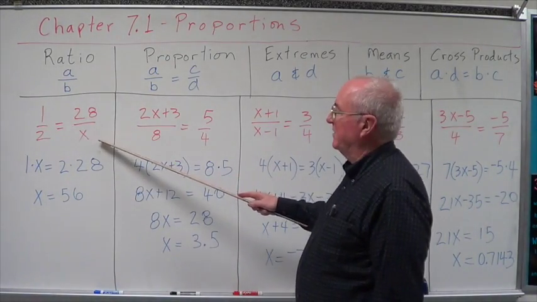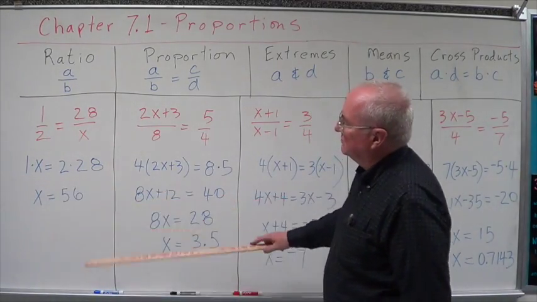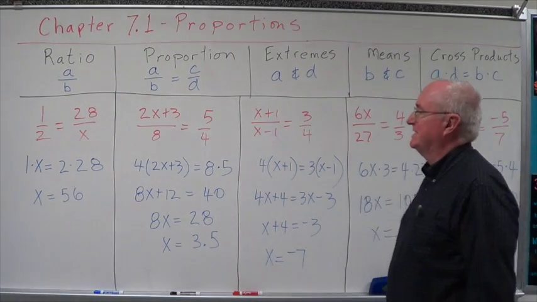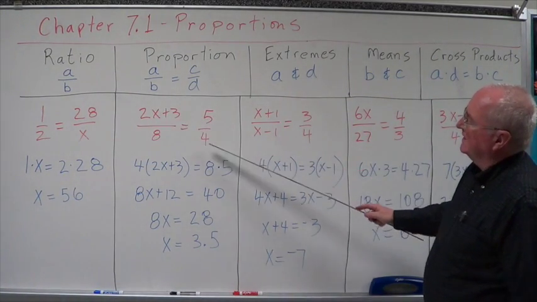Product of the extremes, multiply the extremes, equals the means. 1 times x equals 2 times 28. X equals 56. Fairly simple. Again, take our cross products. How do we do that?